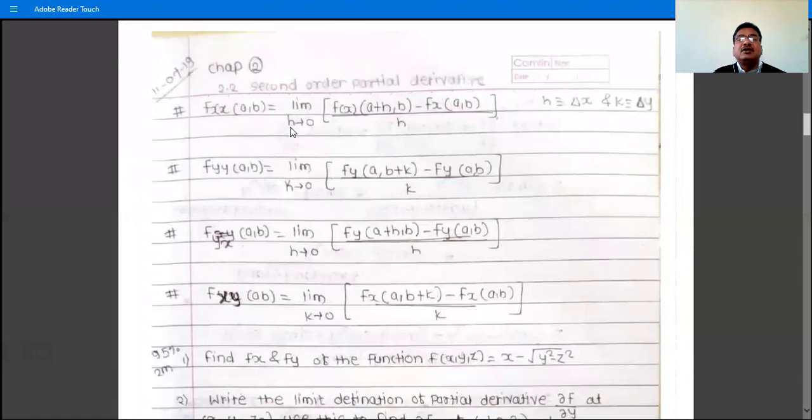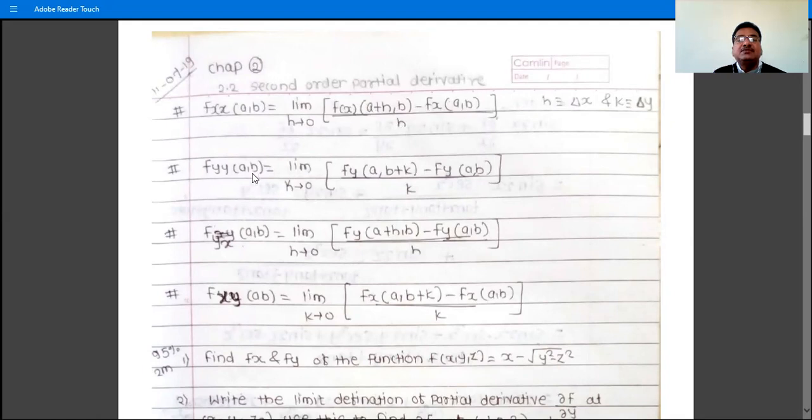So this is the second order partial derivative f_xx at a, b, that is del square f by del x square. It is the limit as h tends to 0 of f_x at a plus h, b minus f_x at a, b, divided by h. Because what is f_xx? It is the partial derivative of f_x with respect to x. So just write f as f_x: f_x at a plus h, b minus f_x at a, b, divided by h.